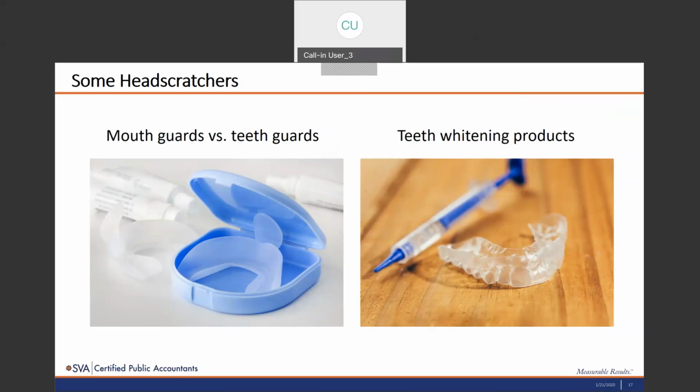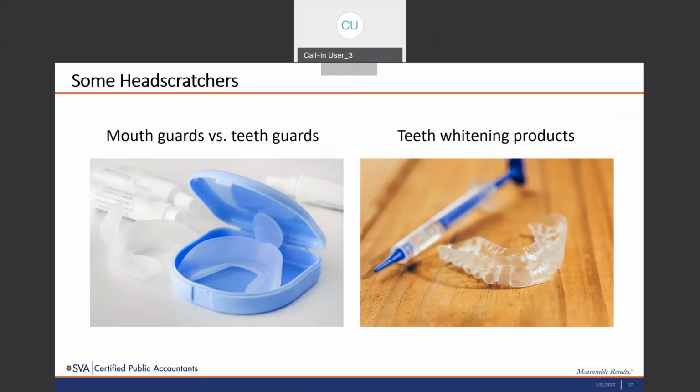And then the other one that can cause some confusion is teeth whitening products. If you're selling some sort of a product that doesn't require any service from the dentist, maybe it's teeth whitening strips that somebody can walk into your office and buy, or maybe it's a whole kit of a teeth whitening product that somebody can just walk into your office and buy, and the dentist isn't involved in providing a service, that's the sale of a taxable product, and you should collect sales tax on that.